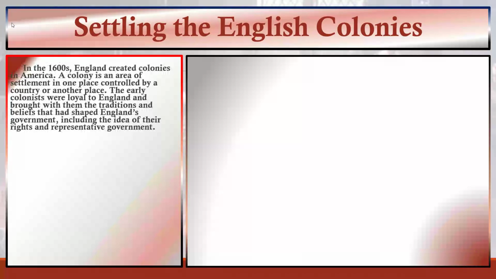In the 1600s, England created colonies in America. A colony is an area of settlement in one place controlled by a country or another place. The early colonists were loyal to England and brought with them the traditions and beliefs that had shaped England's government, including the idea of their rights and representative government.